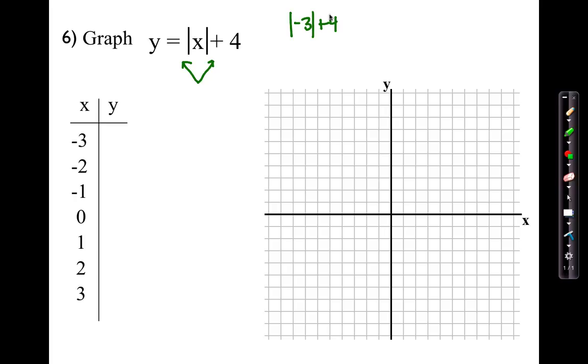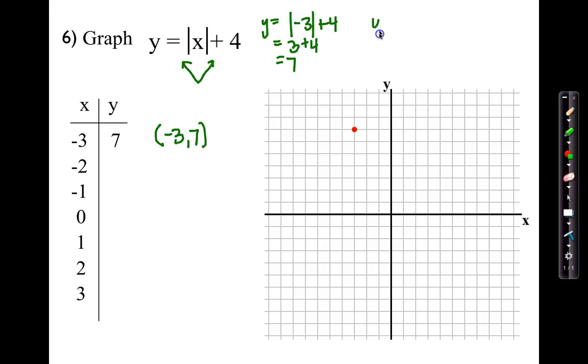If I were to walk backwards 3 steps, I still would have taken 3 steps. There's no such thing as -3 steps. So here the absolute value of -3 is 3. 3 plus 4 is 7. So I'm going to put my ordered pair -3, 7, and plot that point right away. But again, I want you to still be writing down the ordered pairs.